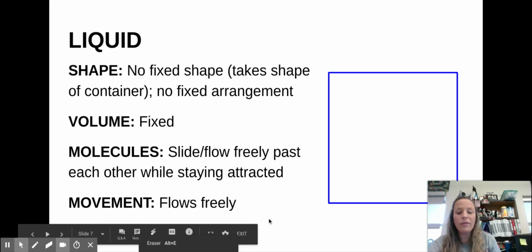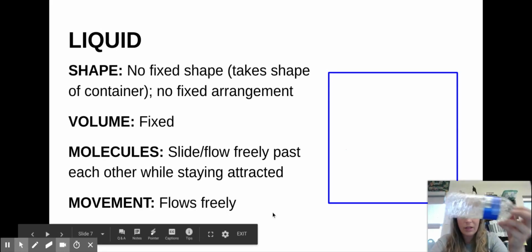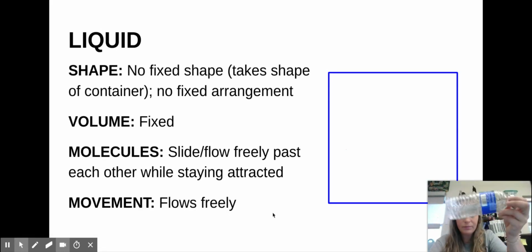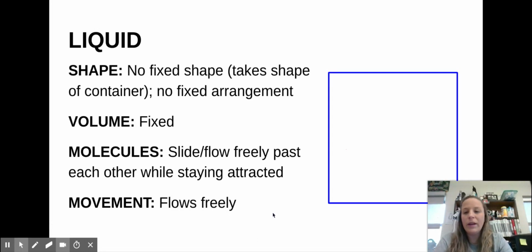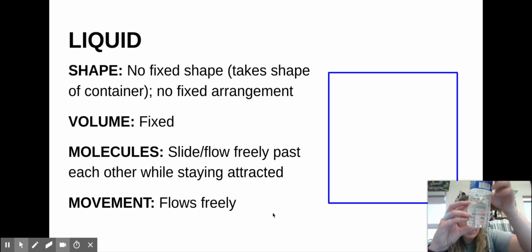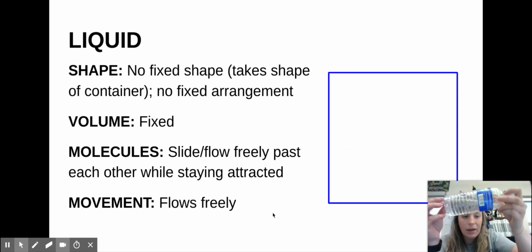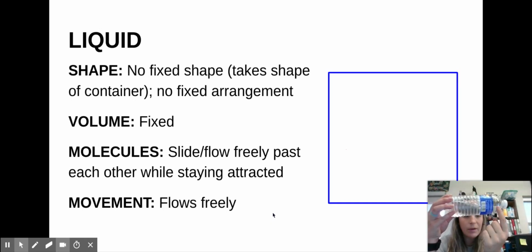Okay, so now we've got liquid. Now this is obviously like liquid water. And the thing about liquid is that there is no fixed shape. It takes the shape of whatever container it's in. So right now my water is this shape. If I tip my water bottle, it has now changed shape. If I pour it out onto the desk, it'll take the shape of the desk. It'll spread out and be nice and flat. If I pour it into a water balloon, it'll be the shape of a water balloon. So it has no fixed shape.